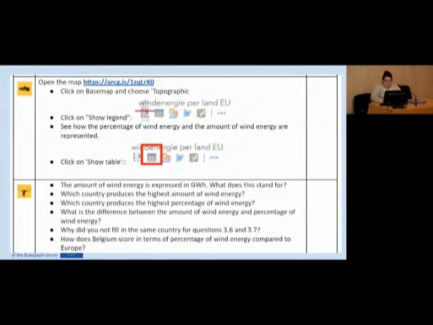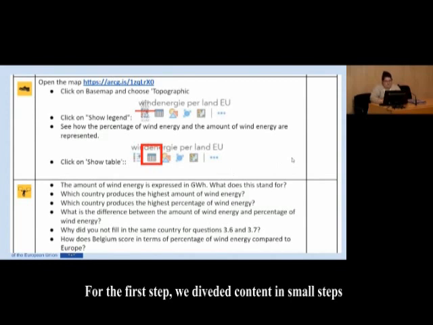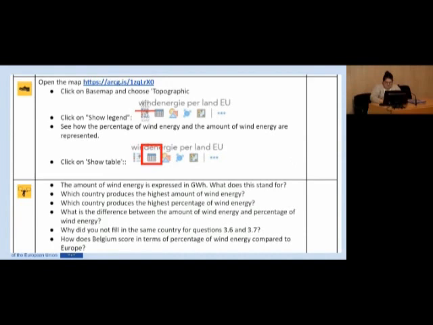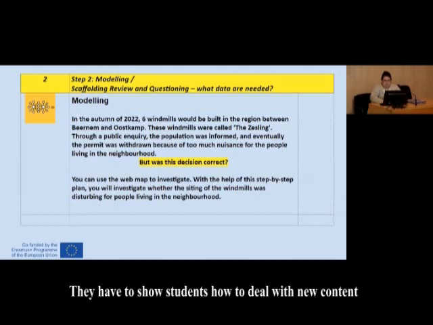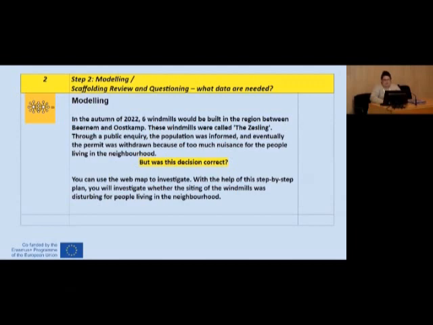So in the first step, we divide content in small steps. I don't know how to explain this better in English, but I hope it's clear. The second step, the main step of the case study, will be modeling. Modeling will be guided by teachers. The teacher must show students how to deal with new content.